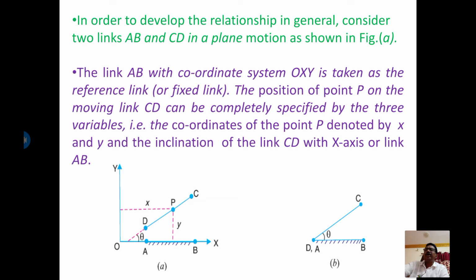Whenever these two links are joined, CD is joined to AB, then only one parameter, theta, is sufficient. So two parameters are reduced by joining these two links. Therefore, the number of degrees of freedom when the link is individual is 3. Whenever it is connected to a fixed link, the number of degrees of freedom becomes 1. That means two parameters, or 2 degrees of freedom, are reduced.